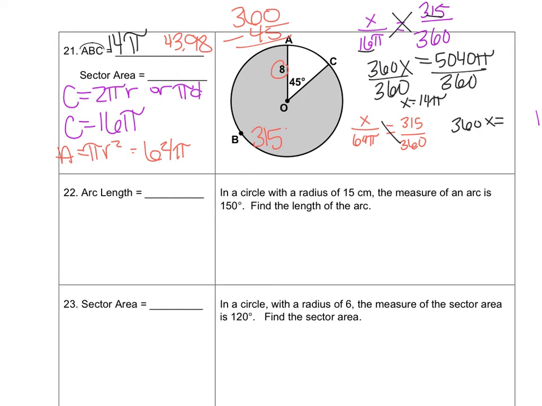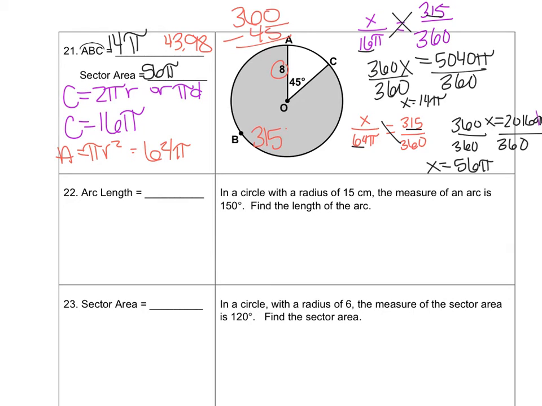We have 360x equals, go the other way, 64 times 315. And you get 20160 pi. Don't forget pi. I know I'm kind of running out of room. Divide by 360 on both sides. Okay, and when you divide that, you should get x equals 56, and don't forget pi. So that is your answer as exact.